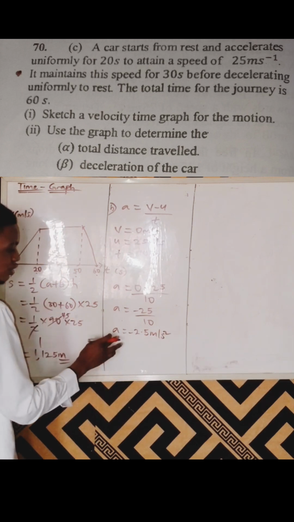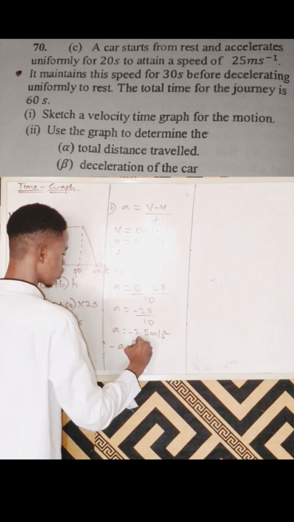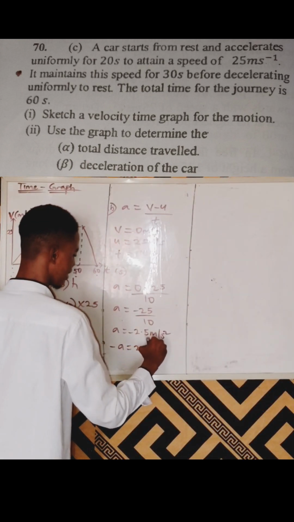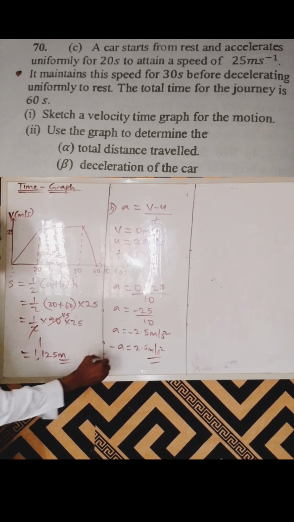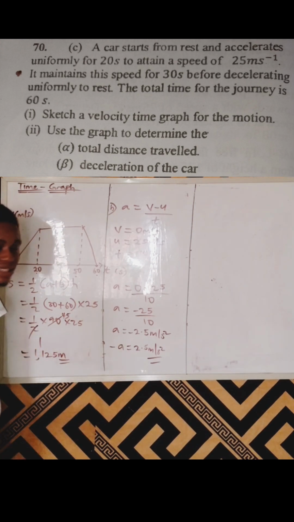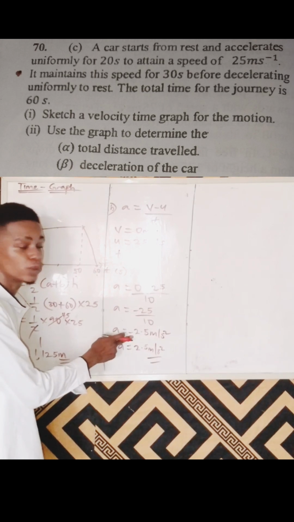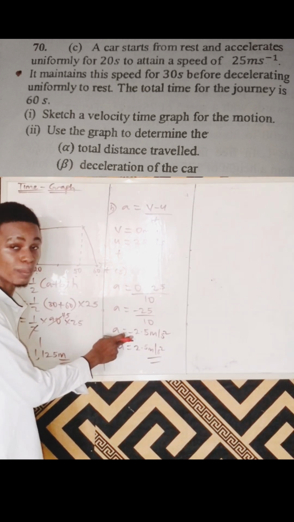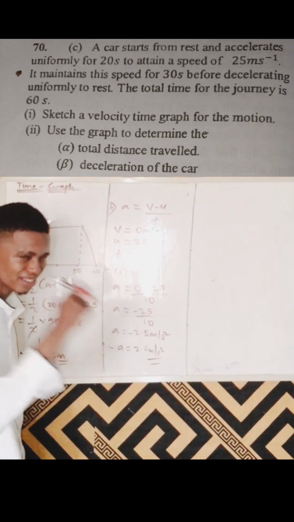But I'm not looking for acceleration, I'm looking for deceleration. So the minus will come here. So minus A is equal to 2.5 meters per second squared. So this is my answer. Minus A means deceleration or retardation. A means acceleration. If they ask you to find the acceleration of the car, the result will be minus 2.5. Take note, but if it's deceleration, it's going to be 2.5. Use your head.